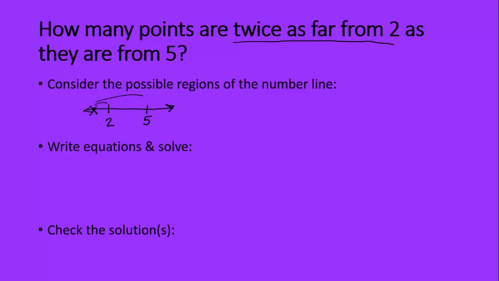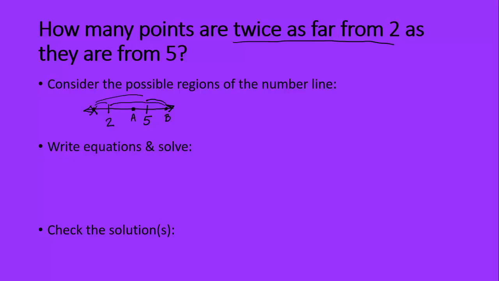How about in between? Is it possible to put a point somewhere in between so it's twice as far from 2 as it is from 5? How about right about there? Yeah, that seems plausible, so let's try to solve for that. How about beyond the 5? Is it possible to have a number out here that's twice as far to 2 as it is to 5? Yeah, that seems possible. So it looks like there's probably 2 solutions. Let's write some equations and see if we can solve for each of these. Let's call the first one A and the second one B.